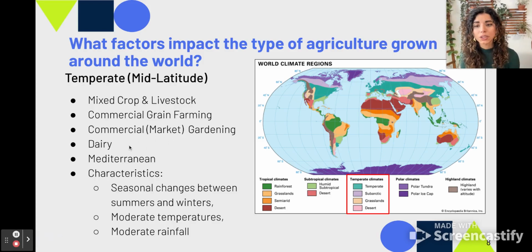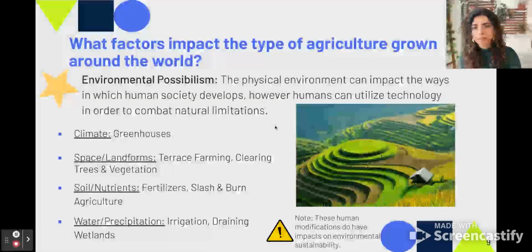Dairy farming is also pretty common in these latitudes. This latitude also includes the Mediterranean climate, and we'll talk a little bit more about that later. In terms of characteristics, we see seasonal changes between summers and winters, a greater variety of seasons, temperatures and climates, and also moderate rainfall.